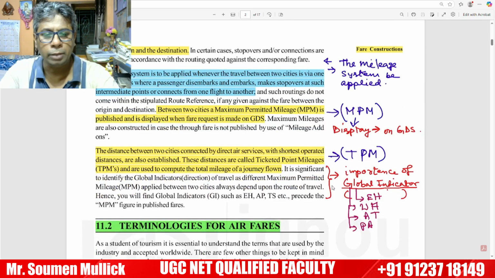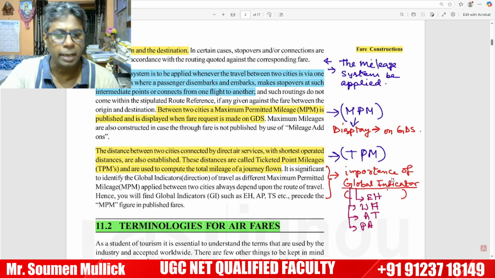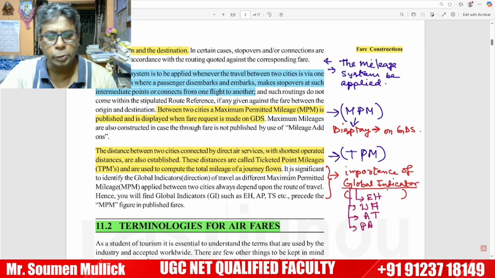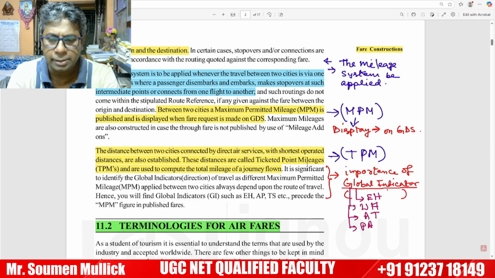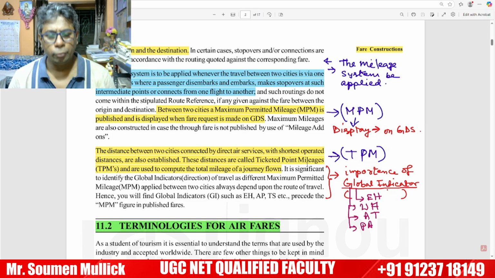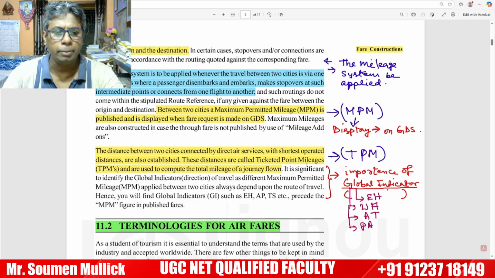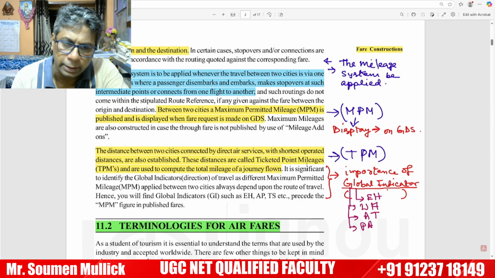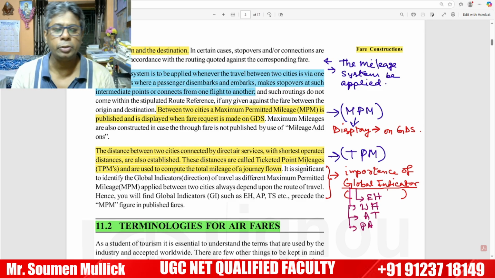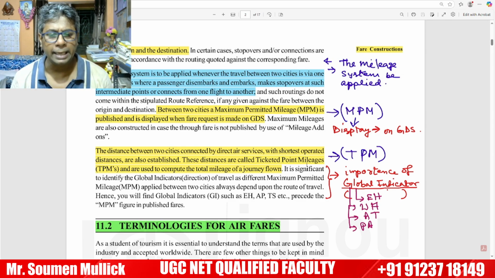Apart from MPM, we have to consider the TPM, or the ticket point mileage. The distance between two cities connected by direct air service with the shortest operated distance is also established. These distances are called the ticket point mileage. The distance between two cities connected by direct air services with shortest operated distance is called ticket point mileage.